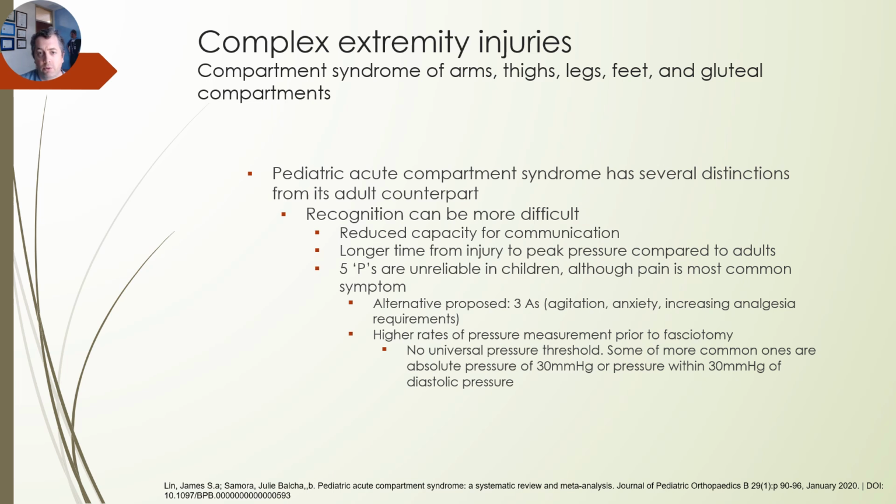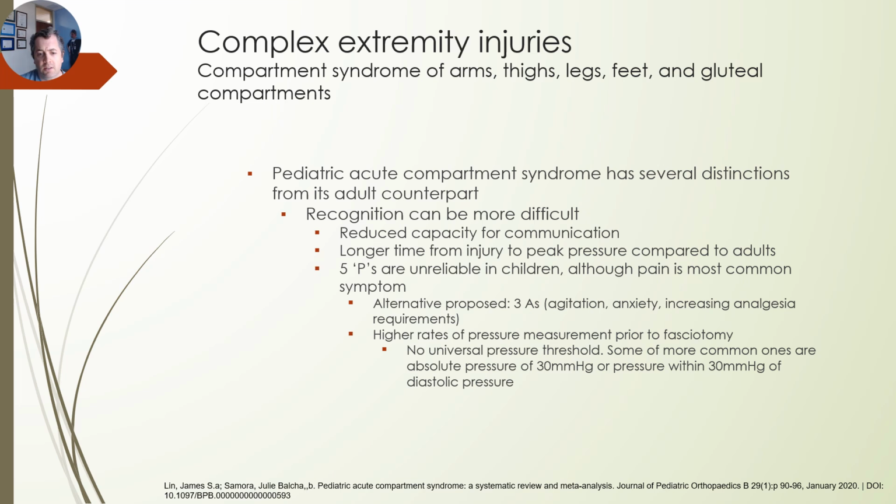Muscle compartment syndromes in children have several distinctions from their adult counterparts. For one, the recognition is more difficult. Children have reduced capacity for communication due to their age or their comorbid trauma conditions, including TBI, for example. There's a longer time from injury to peak pressure compared to adults.